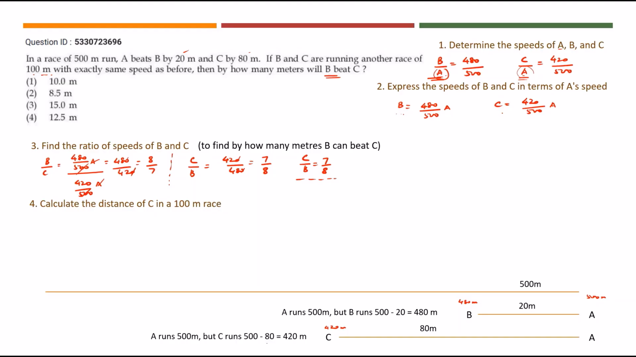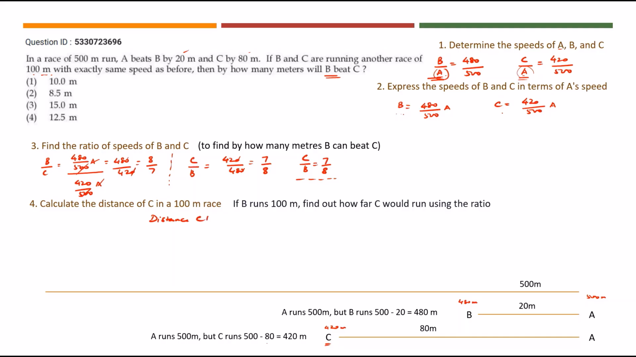The next step is, calculate the distance of C in a 100 meter race. What is the purpose? If B runs 100 meters, we should find how far C would run using the ratio. In 100 meters, we know B is going to finish the race. So we have to find how far C has run. So this is the actual distance covered by C in the 100 meter race.